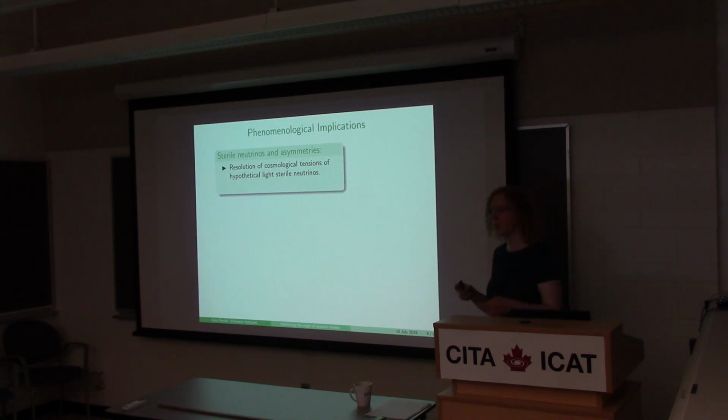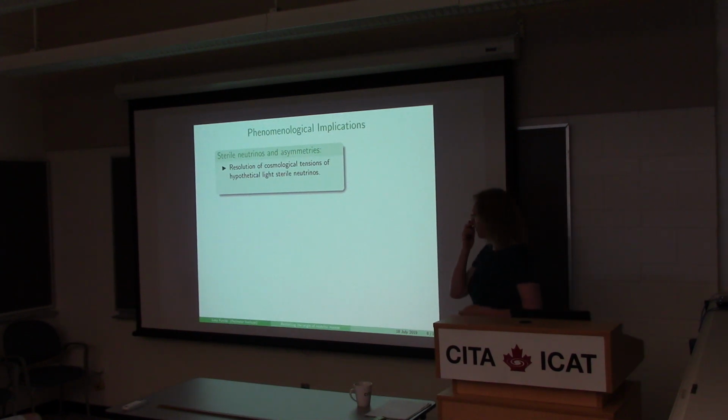In short baseline experiments, we have anomalies that are hinting towards the existence of additional neutrino species which are not active but sterile, and they have masses of order 1 electron volt. They're different anomalies, they're not really compatible, but many people favor the sterile neutrino solution. However, it's ruled out by cosmology, at least according to standard cosmology, because it screws up the cosmological neutrino mass bounds, and it screws up the number of effective degrees of freedom in the early universe.